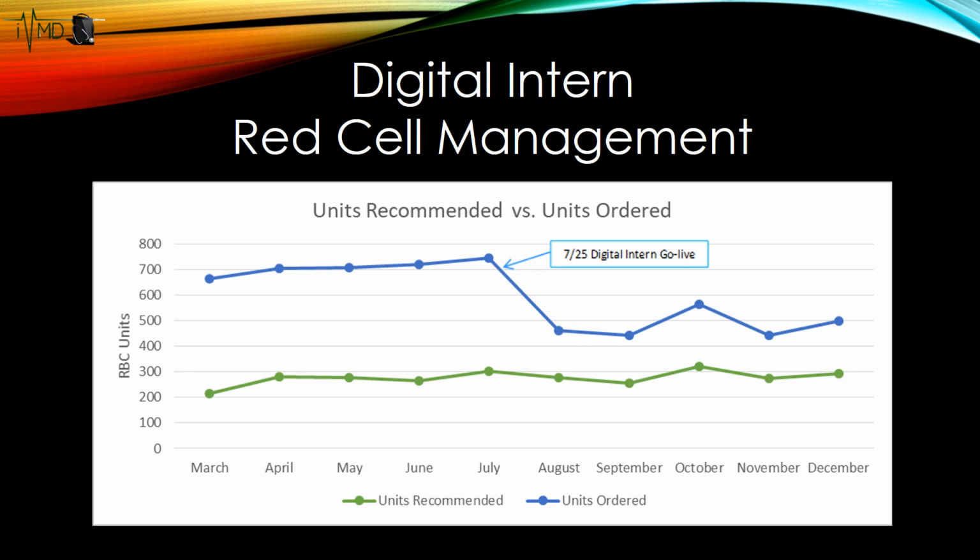As an example, UW began using a Digital Intern red blood cell algorithm. When they went live, there was a significant drop in red blood cell transfusions ordered as denoted with the blue line. The green line is what the Digital Intern recommended, and the values of the green line prior to the go-live date represent recommendations the system would have made had it been allowed to interact with the medical team.